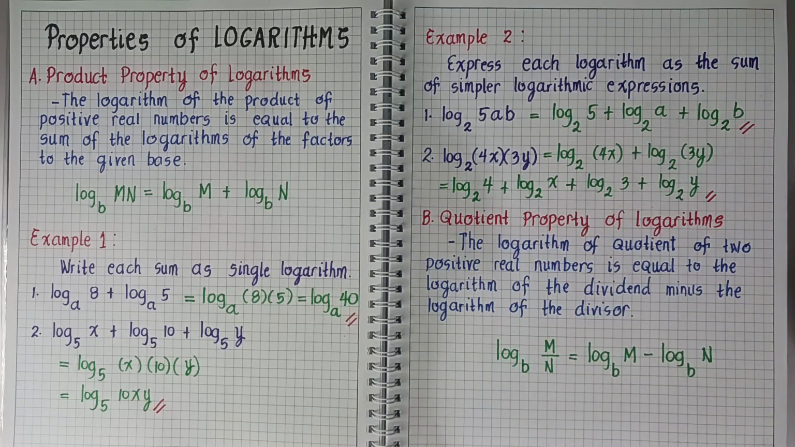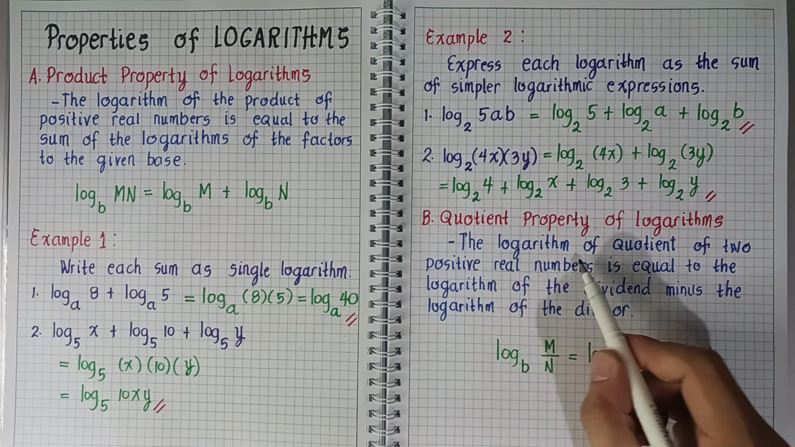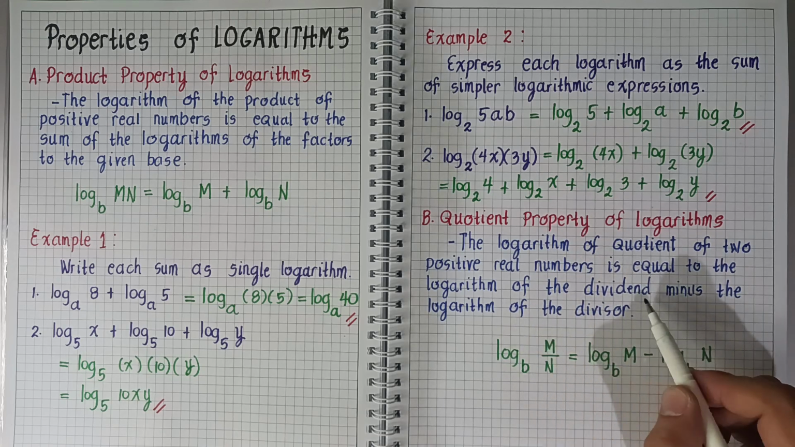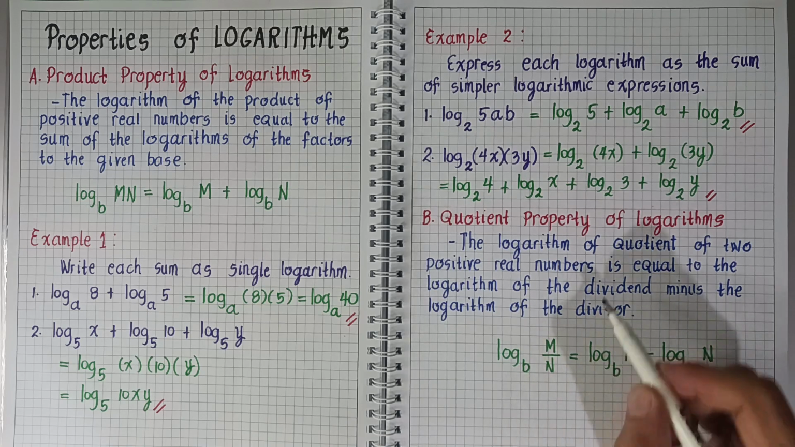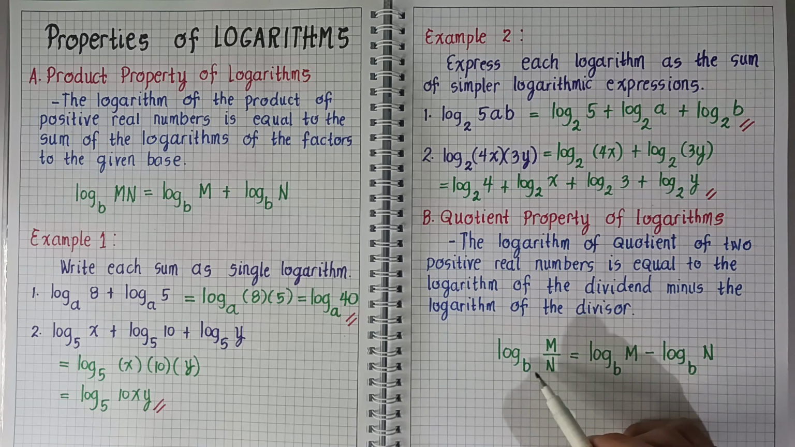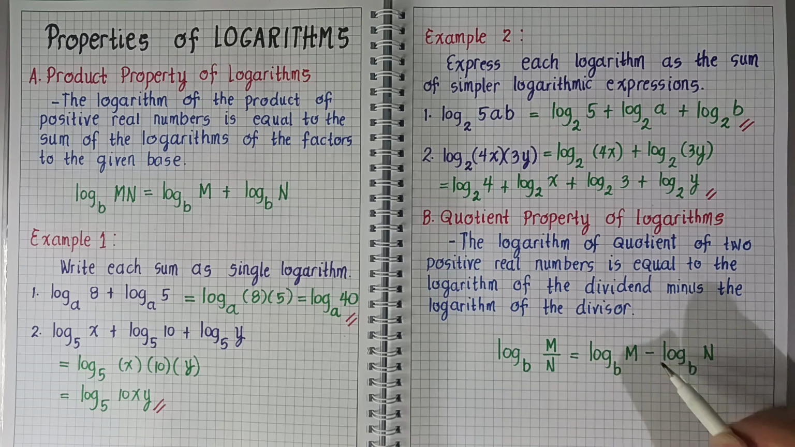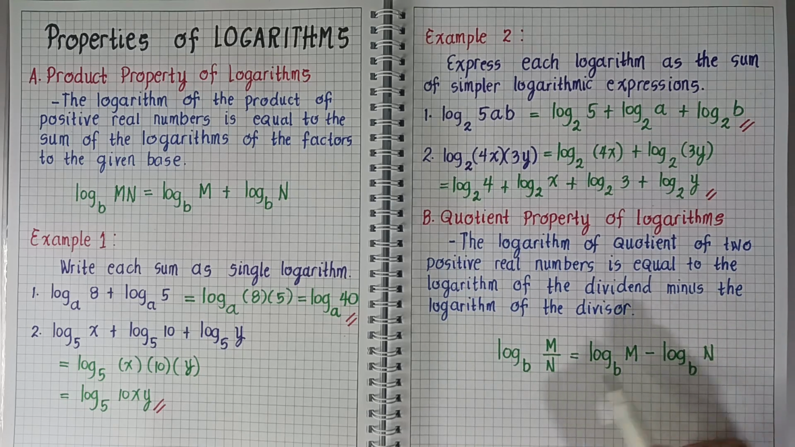Okay. Let's discuss the second property, which is the quotient property of logarithms. The logarithm of the quotient of two positive real numbers is equal to the logarithm of the dividend minus the logarithm of the divisor. So in symbols, kung isusulat natin siya, the logarithm of m divided by n to the base b is now equal to logarithm of m to the base b minus logarithm of n to the base b. So, ganun natin siya i-expand.